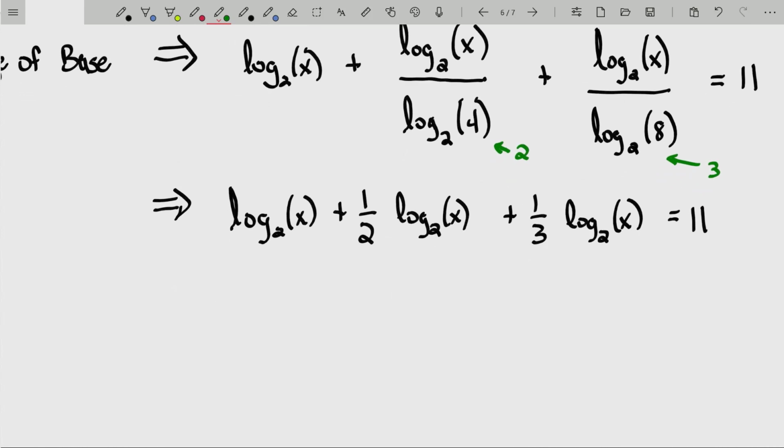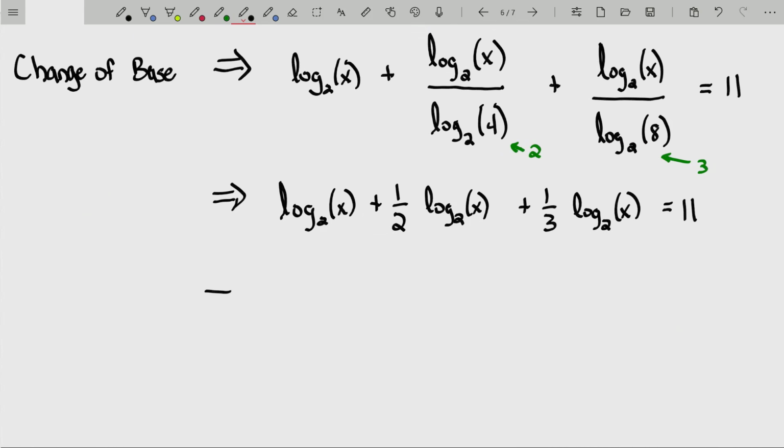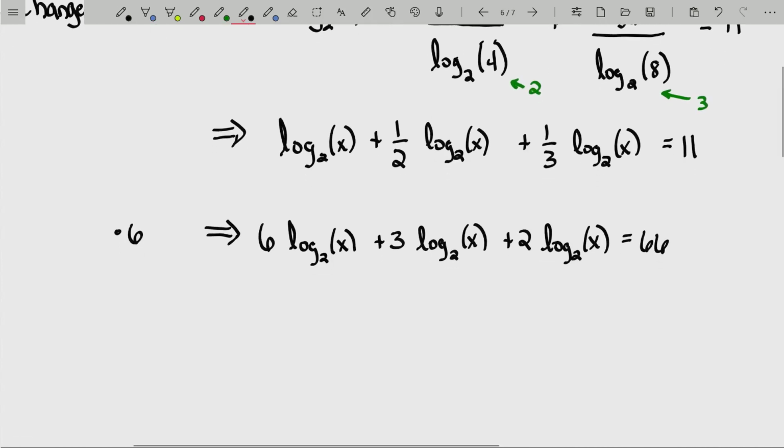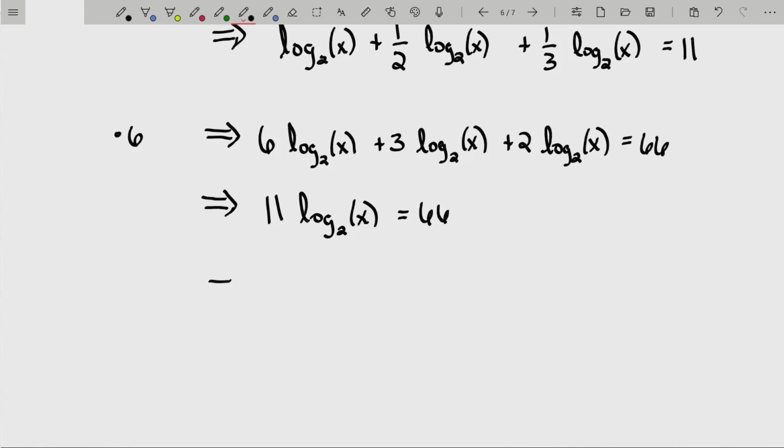All right. So at this point, there are several ways to go here. I actually do what a student once told me is called fraction busting, which is I just want to get rid of all these fractions rather than adding them up. I just want to multiply both sides of this equation by the LCD. So I multiply both sides by 6, which is the LCD of that equation. So I get 6 times log base 2 of x plus 3 times log base 2 of x plus 2 times log base 2 of x is equal to 66. Remember, you're multiplying both sides by 6. And that makes it nice because you can just add up those numbers. 6 plus 3 plus 2, well, that's 11 of those log base 2 of x's, and they each equal 66. Divide by 11.